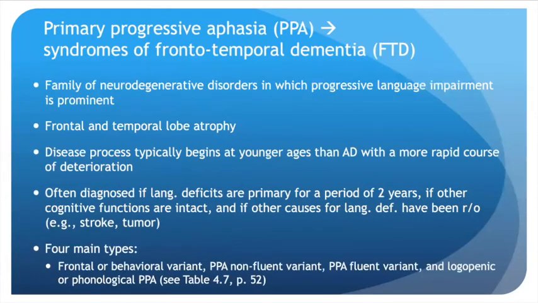Primary progressive aphasia, also known as frontotemporal dementia. So this refers to a family of neurodegenerative disorders in which progressive language impairment is prominent. Neuroanatomically, this is associated with frontal and temporal lobe atrophy. Disease progression typically begins at younger ages than Alzheimer's disease, with a more rapid course of deterioration. It's often diagnosed if language deficits are primary for a period of two years, if other cognitive functions are intact, and if other causes for language deficits have been ruled out, such as stroke or tumor. And there's 4 main types of these.